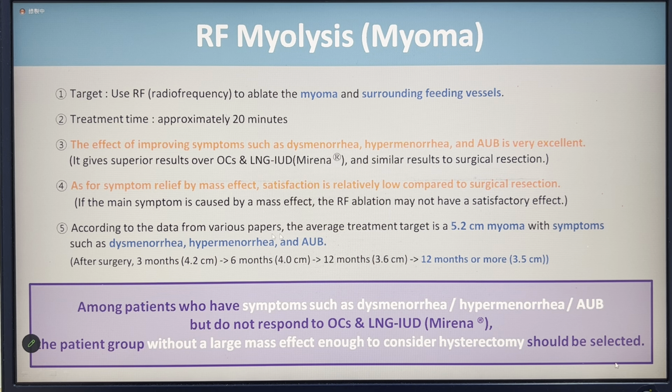According to the data from various papers, the average treatment target is a 5.2 cm myoma with symptoms. And the mean diameter after 12 months is about 3.5 cm. Among patients who have symptoms such as dysmenorrhea, hypomenorrhea, and AUB, but do not respond to medical treatment, the patient group without a large mass effect enough to consider hysterectomy should be selected.